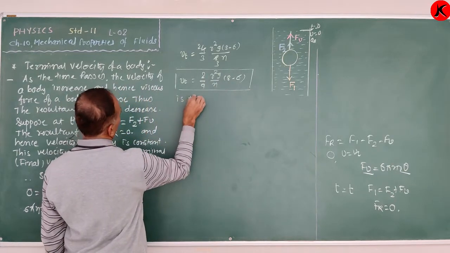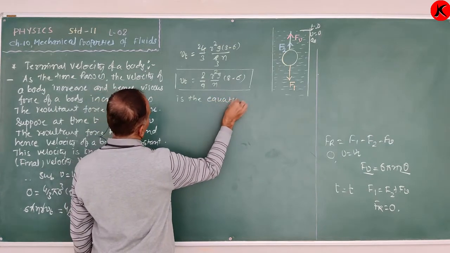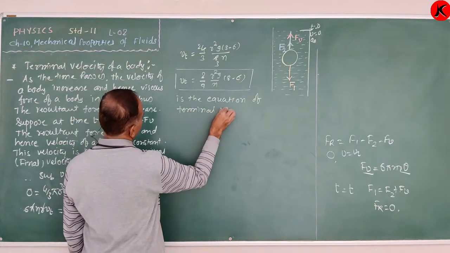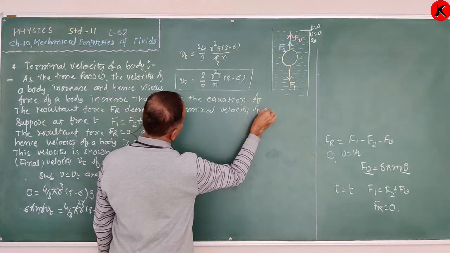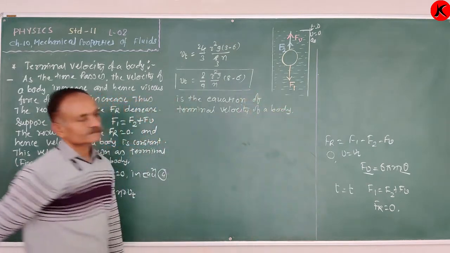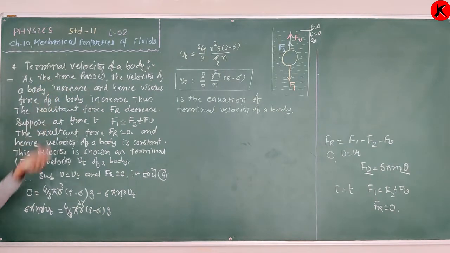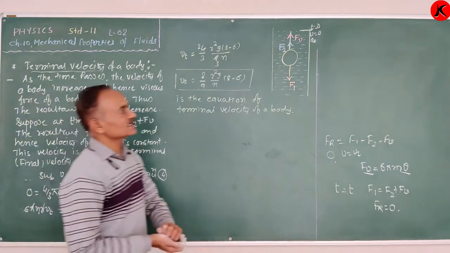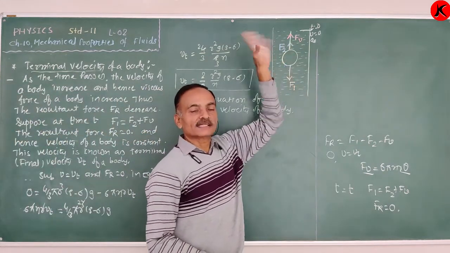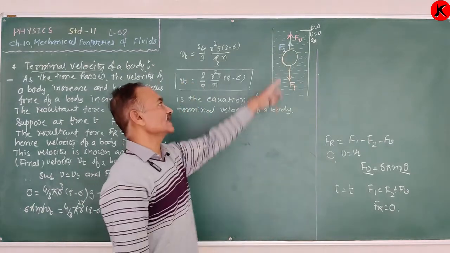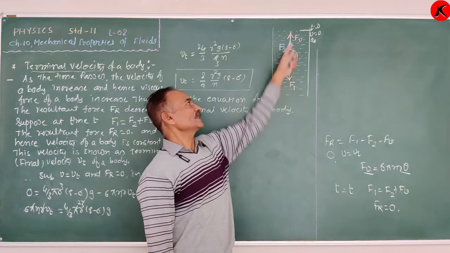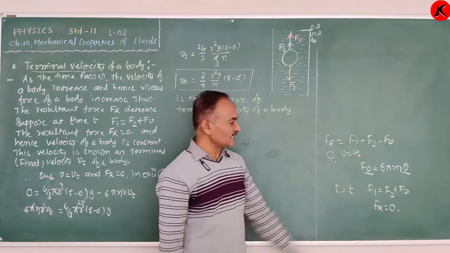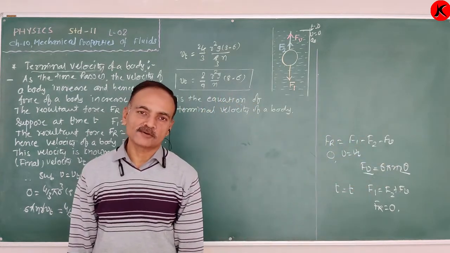This is the equation of terminal velocity of the body. To obtain it, this part is important. As time passes, what happens? Due to the downward motion, the velocity of the body increases because it is accelerated motion. As the velocity increases, the viscous force Fv equal to 6 pi eta r v also increases, because this force is velocity dependent.